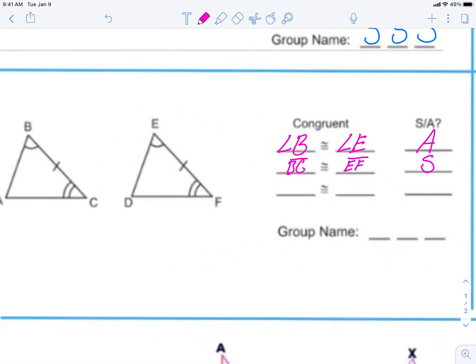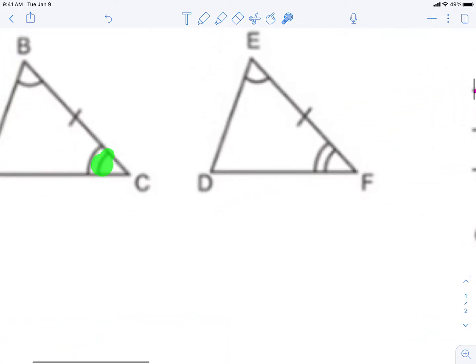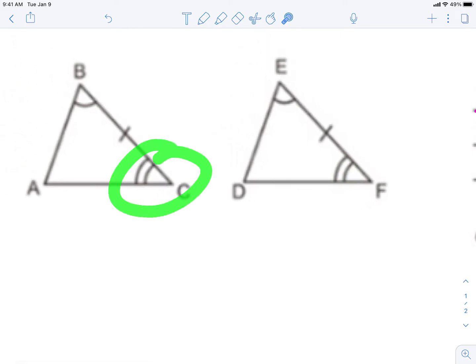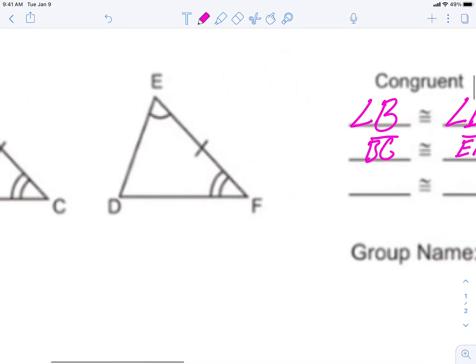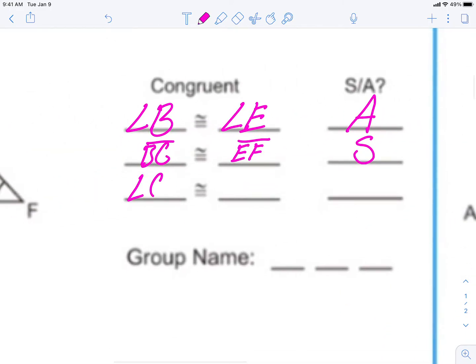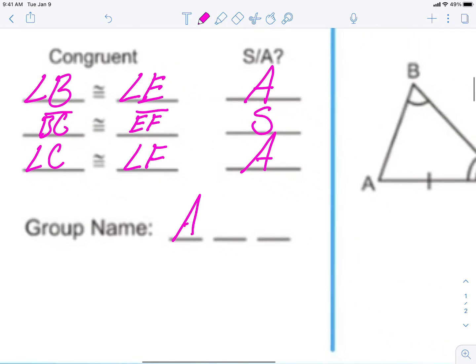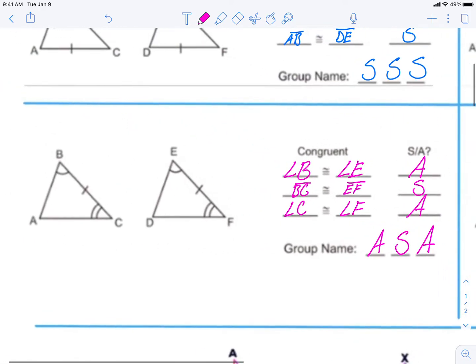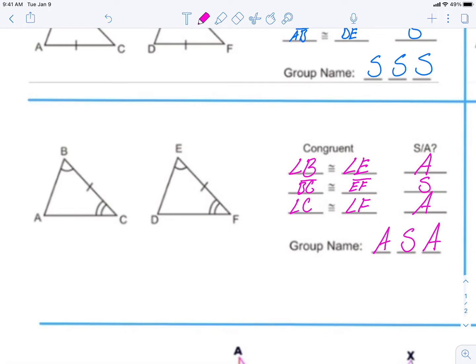Then finally we have this angle here, double angle and double angle. Look at that. So angle C is congruent to angle F, and these are angles. So this is angle, side, angle. That's another way we prove that triangles are congruent: angle, side, angle.